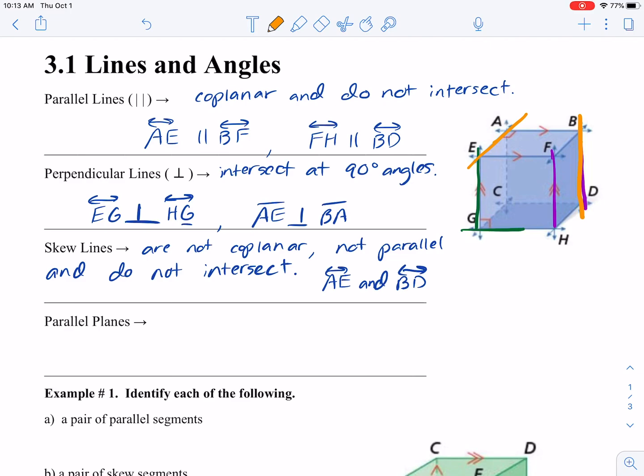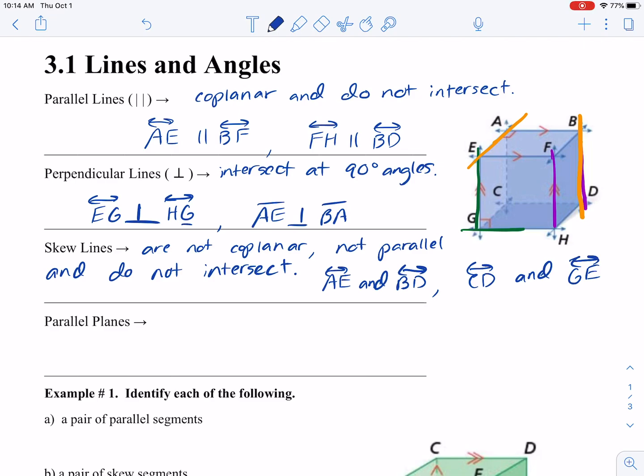Why don't you take a second to go find another pair of skew lines. We don't have a symbol, just name those two lines after you find them. Great, plenty of examples here. Maybe you found CD and EG or GE. Plenty of examples of skew lines on this figure.